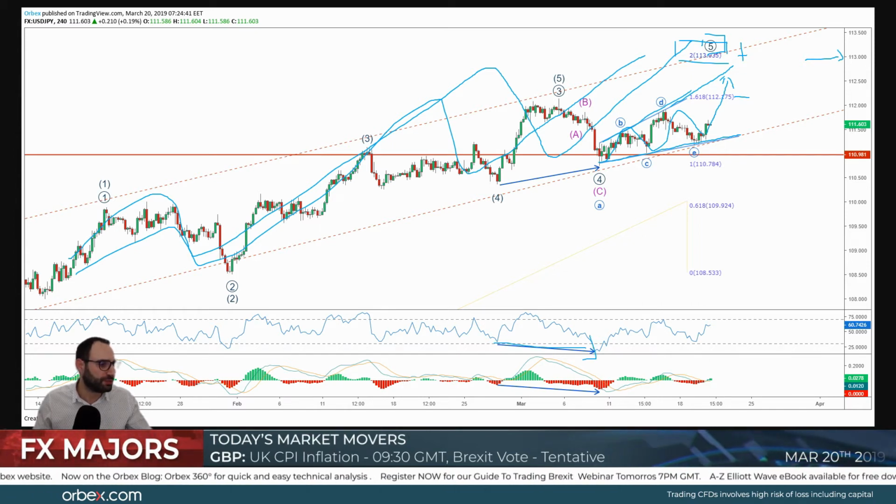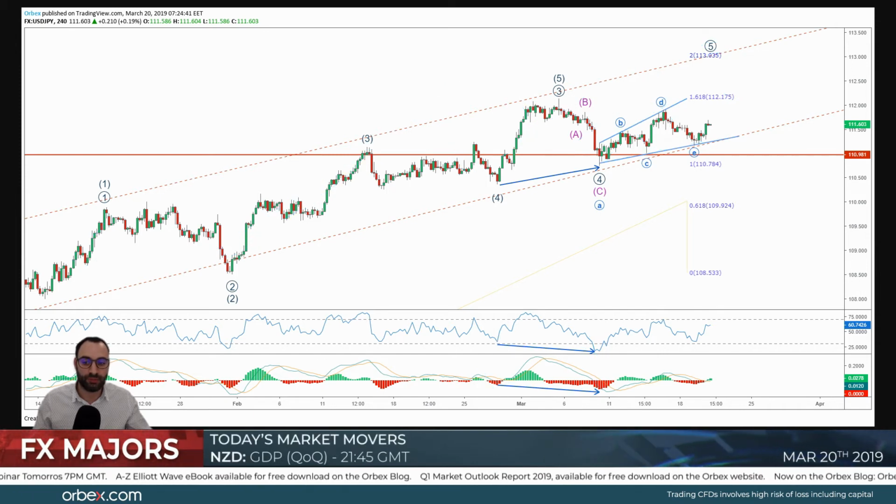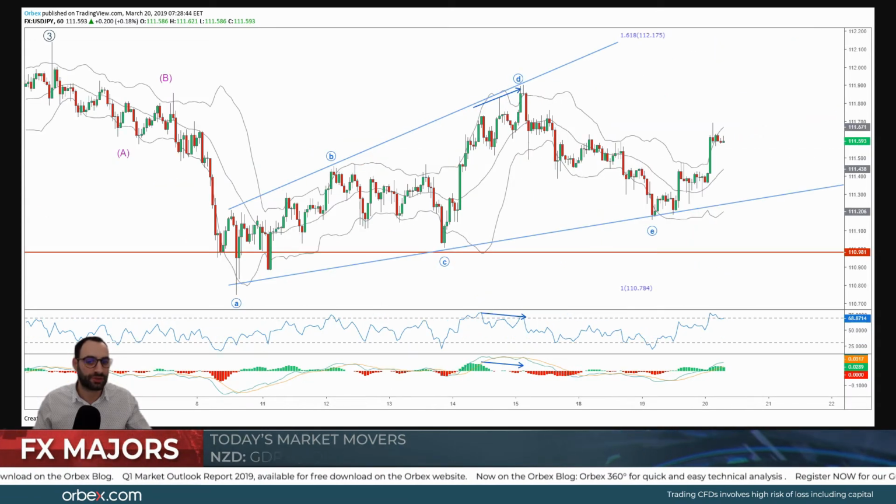Now, we have some supportive data indications from the RSI and the MACD, and we could expect indeed prices to move a little bit higher. That, of course, would be supported by Fed's decision. If not, the whole scenario changes. Let's go down to the 1 hour to see this chart a little bit closer.